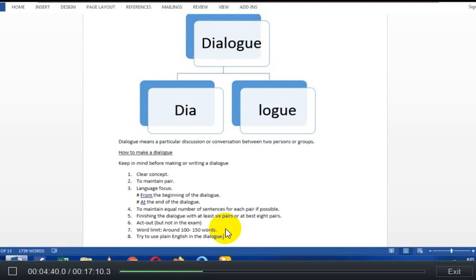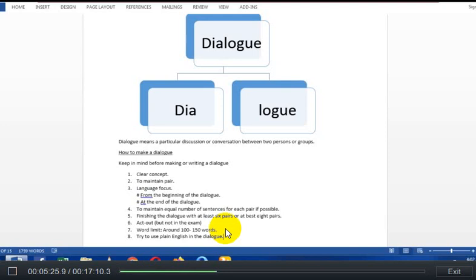Number 7, we must finish the dialogue. Try to finish within the word limitation of around 100 or 150 words. 100 to 150 words we must finish. And whenever we write the dialogue, we will of course try to use plain English. Plain English means easy type of English, easy type of language.